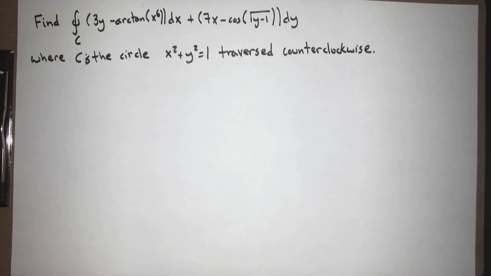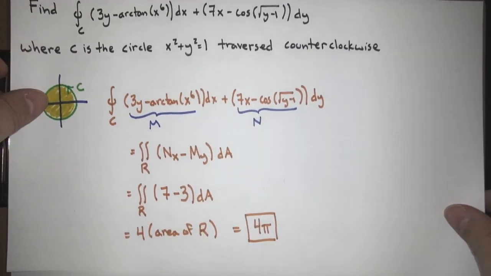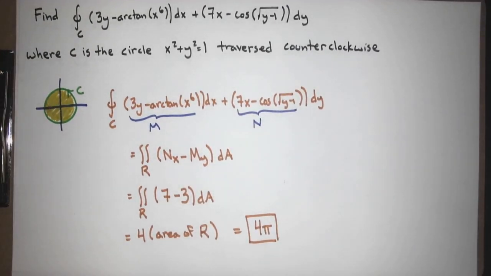Well, you've had a few minutes to think about this one. Do we have an answer? 4 pi? Anybody else get 4 pi? Good, because that is the answer. Because what do you do? N sub x minus M sub y. 7 minus 3 is 4. You're integrating 4. The 4 can come out.